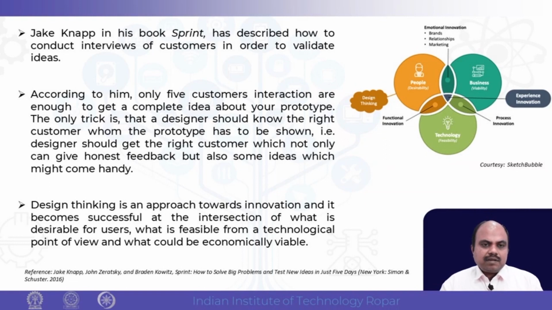Next is Jake Knapp. In his book on sprints, he has described how to conduct interviews and how to validate. According to him, five customer interactions are enough for a complete idea of a prototype. This is the only trick: a designer should know the right customer with whom the prototype should be shown, not all the customers. The designer should get the right customer, who will not only give honest feedback but also give ideas which might come.